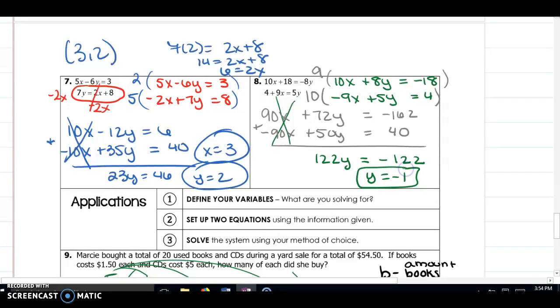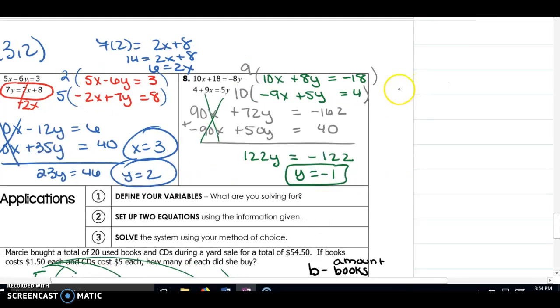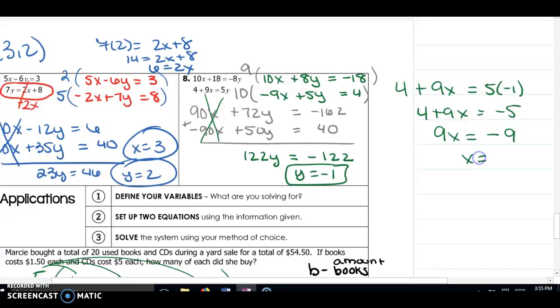So even though we're getting very large coefficients throughout the whole problem, that doesn't mean anything about your answer. We actually get negative 1 in the end. I'm going to plug that into the second equation. 4 plus 9x equals 5 times negative 1. 4 plus 9x equals negative 5. Subtract 4 on both sides, and you get 9x equals negative 9. So x is also negative 1. So our answer is negative 1, negative 1.